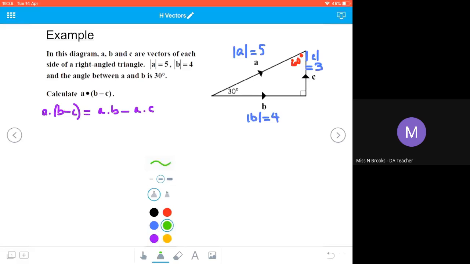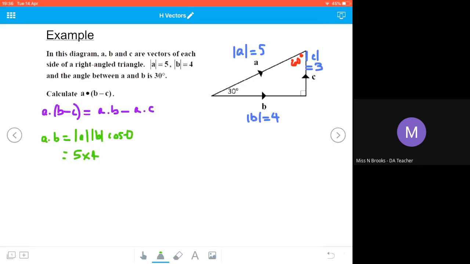So A dot B is going to be the magnitude of A multiplied by the magnitude of B multiplied by cos of the angle in between them. So the magnitude of A is 5, the magnitude of B is 4, and we're multiplying that by cos of 30. And again, this is another of our exact values. So your calculator will show you that it's 5 times 4 times root 3 over 2. And that gives us an A dot B value of 10 root 3.